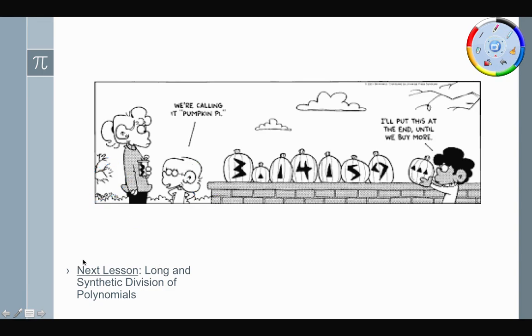You'll notice what's coming up next is long and synthetic division of polynomials, but that is in lesson 6. Lesson 5 is a no notes video, but there will be some more interesting things.